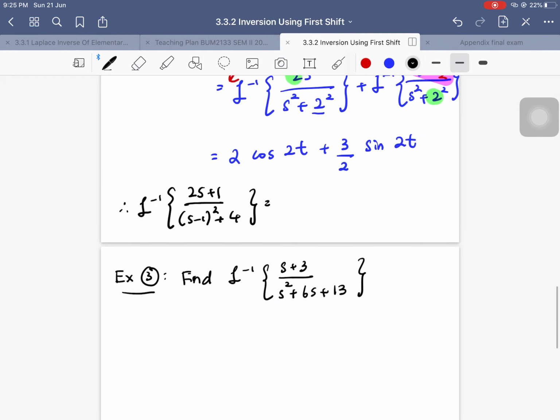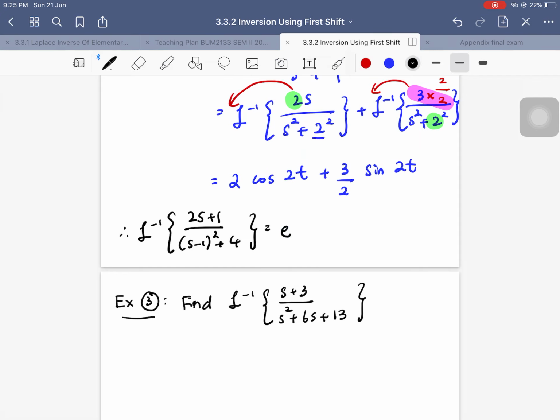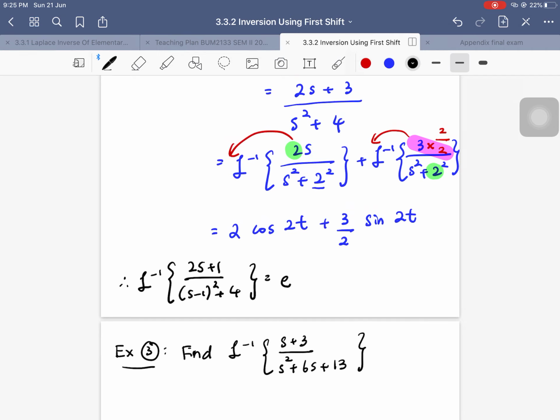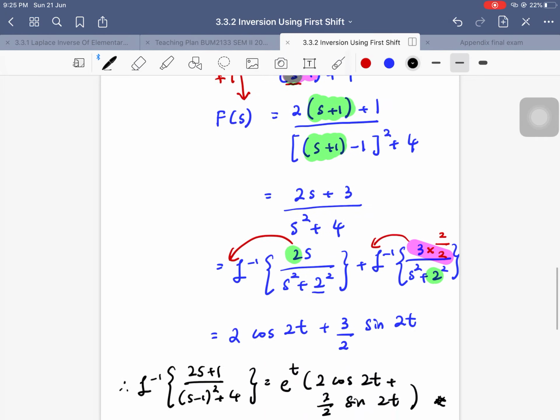So therefore I'm going to have exponential of positive a, and for this case my a value is going to equal 1. So I'm going to have exponential positive 1t, multiplied by 2 cos of 2t plus 3 over 2 sine of 2t. So that will be the end answer of that. So that is going to be the second one.